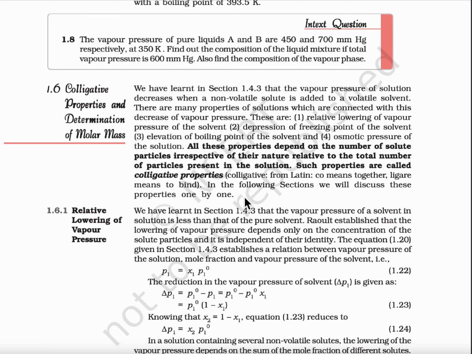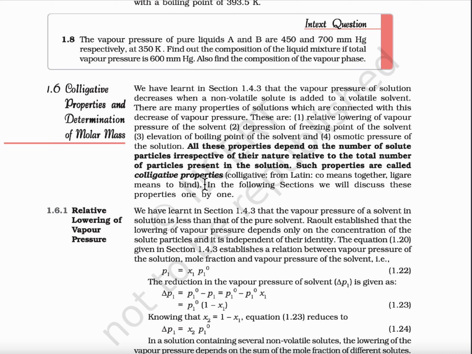So, what is being stated here is that in the previous sections, we saw that the vapor pressure of a solution decreases when a non-volatile solute is added to a volatile solvent, because at the surface, the number of molecules of the volatile solvent would decrease when you add a non-volatile solute into it. So, as the number of volatile solvent molecules decreases at the surface, the number of molecules turning into vapor phase would also decrease, and the vapor pressure also would decrease. We have seen this in detail in the other section.